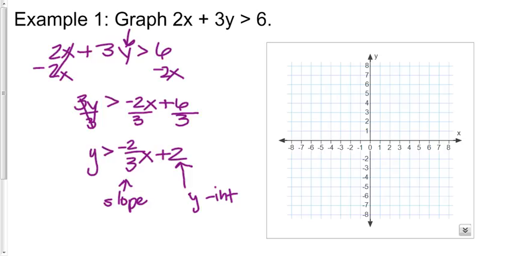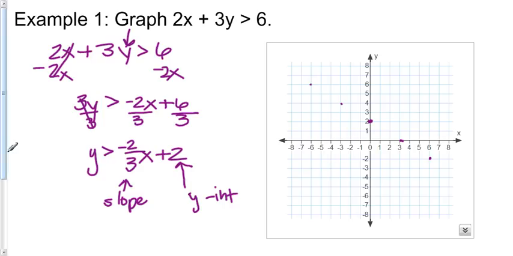The y-intercept of 2 is right here. That means this is where the line's going to cross the y-axis. Negative 2/3 is my slope, so from this point I'm going to count down 2 over 3. There's my next point, down 2 over 3. I can also go backwards and go up to the left, up and to the left, and there's some points on my line. Now, the difference is we're not graphing an equation, we're graphing an inequality.